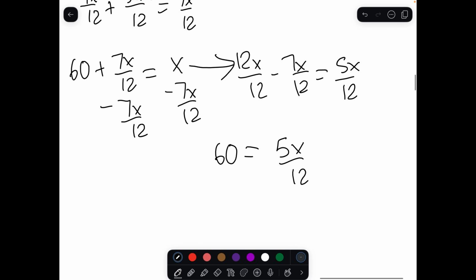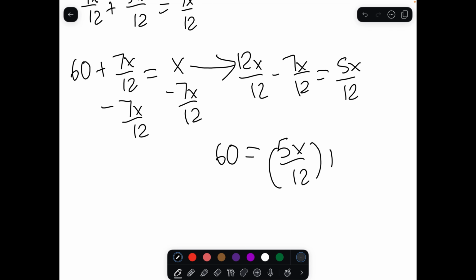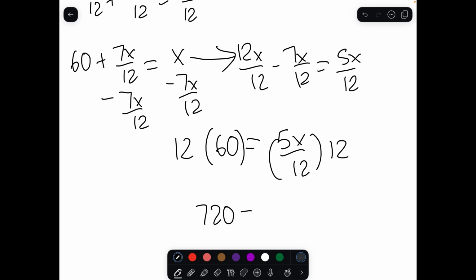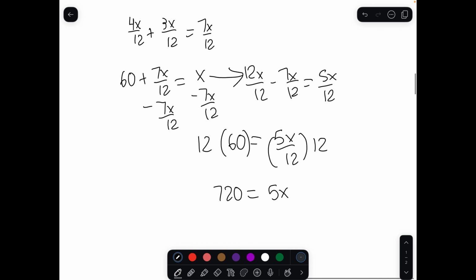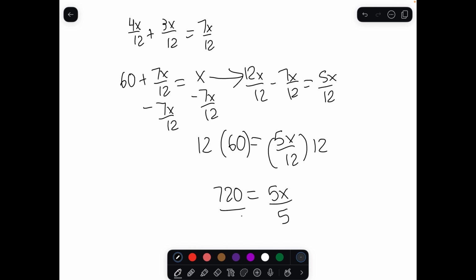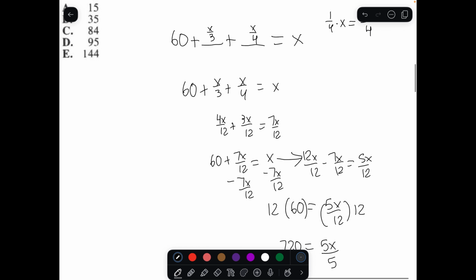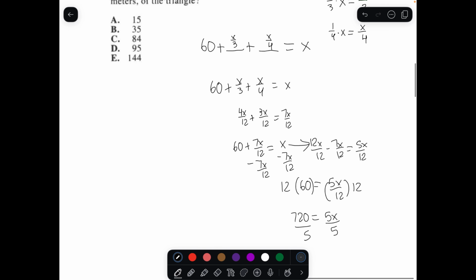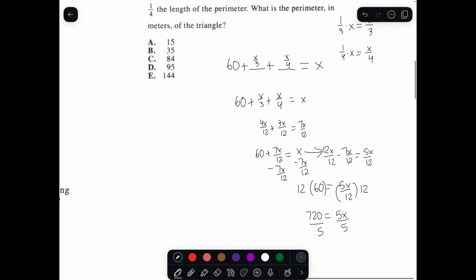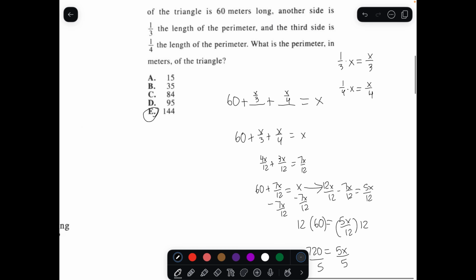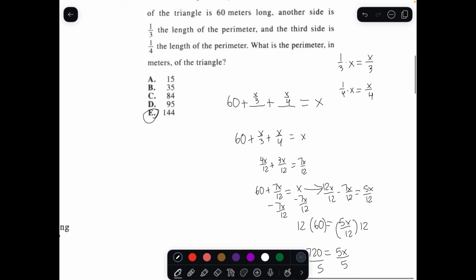And if you're solving for x, you have to multiply 12 to both sides. So 720 equals 5x. We are solving for the perimeter, which is x, right? Divide by 5, divide by 5. And 720 divided by 5, that is 144. So the answer to question 45 is E.